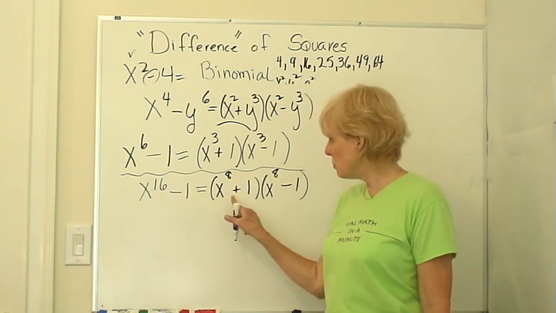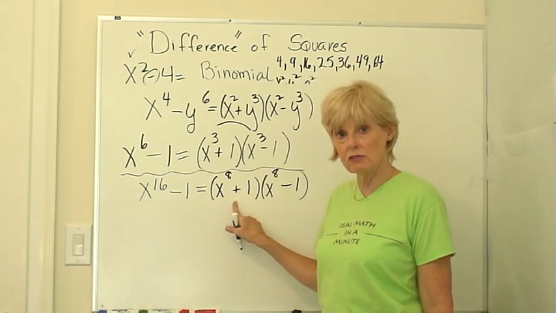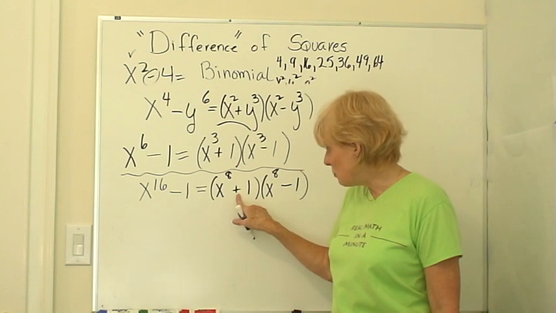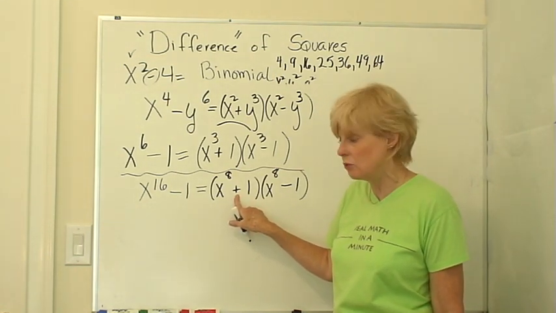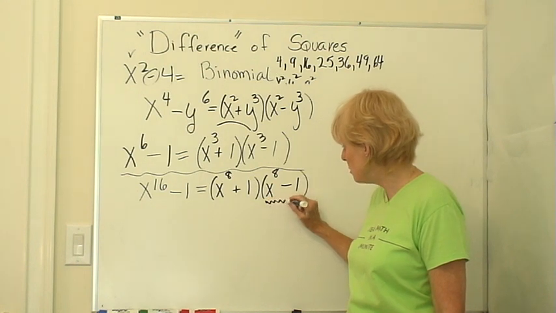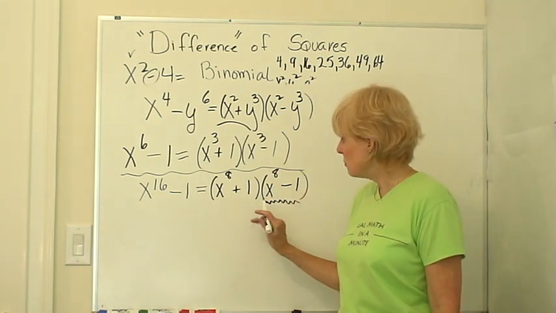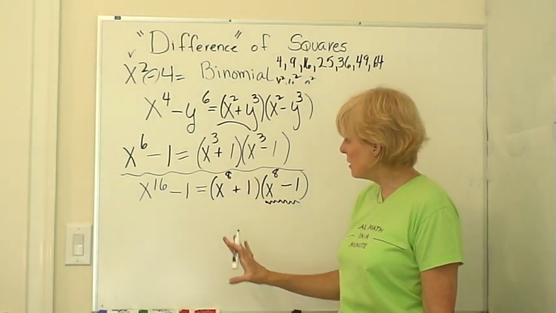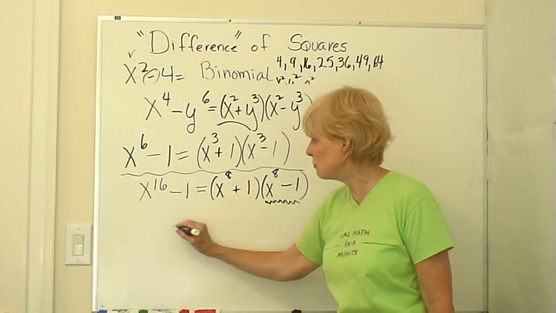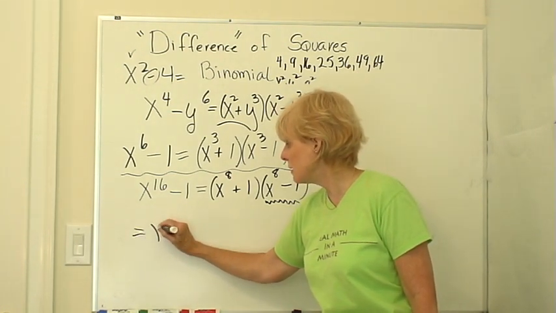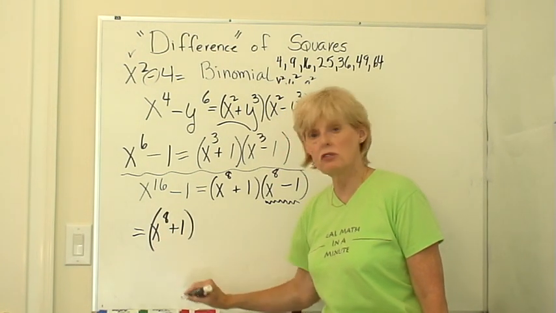Now, one of these is still the difference of two squares. Well, it's not that one, because that is a positive, so it's not a difference of two squares. This one, however, is. So when we're getting ready to write our final answer, this is definitely in our answer, so I'm going to put it over here: x to the 8th plus 1.